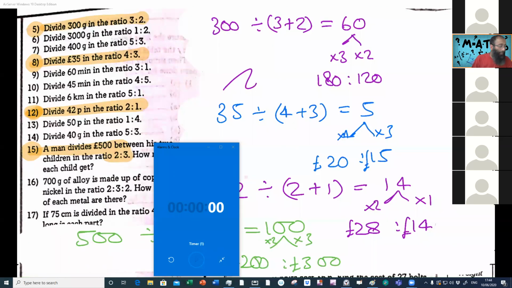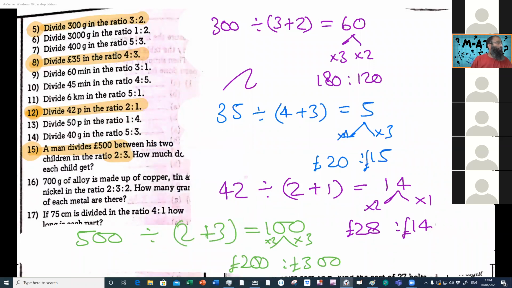Okay, folks, right, let's have a look. Let me move the timer out of the way. That's actually in the way. We need to move it all the way over here. Okay, first one, 300 divided by 3 plus 2. 300 divided by 5 will give you 60. 60 times the 3 is 180. 60 times the 2 is 120. And they both add up back to 300. Let me underline it with red.